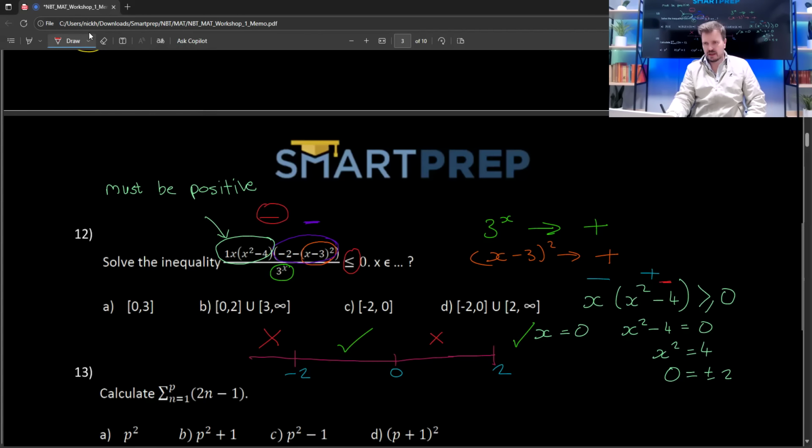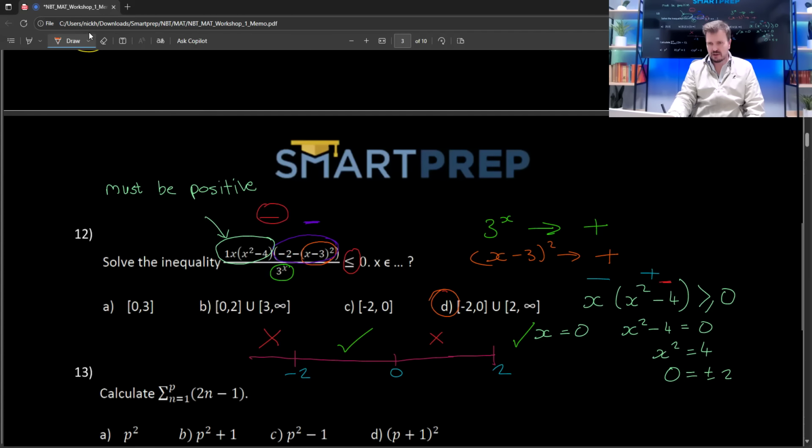Okay. And let's try over here. We'll try 10. We'll get 10 squared. 10 times 10 will be positive, so it will indeed work out there. So between -2 and 0, and then from 2 to infinity. So -2 to 0 and 2 all the way to infinity. Okay, so that would be this one here, D.